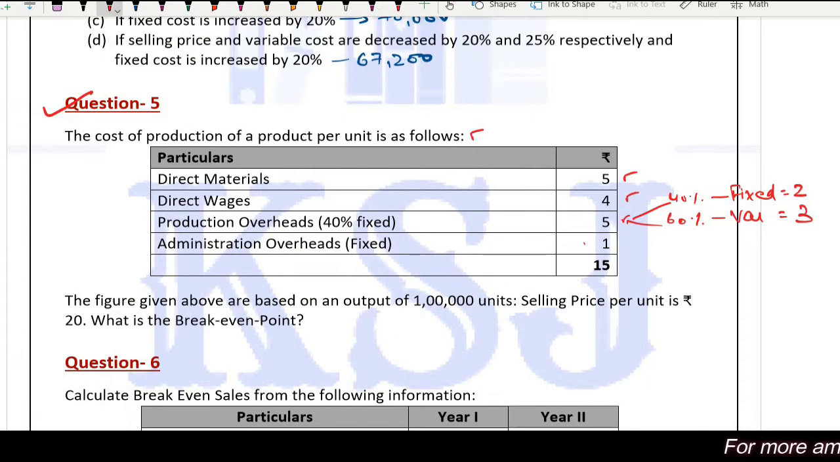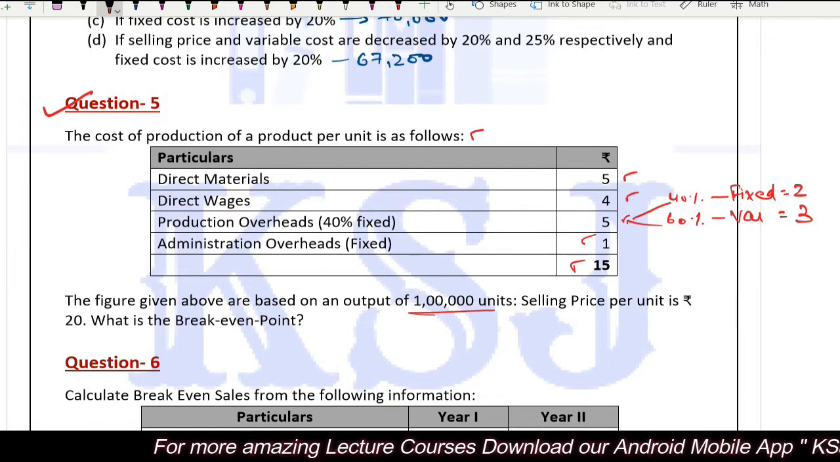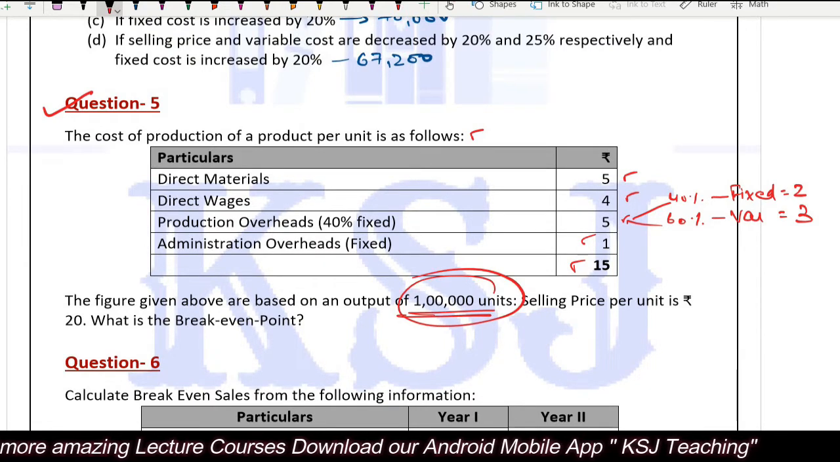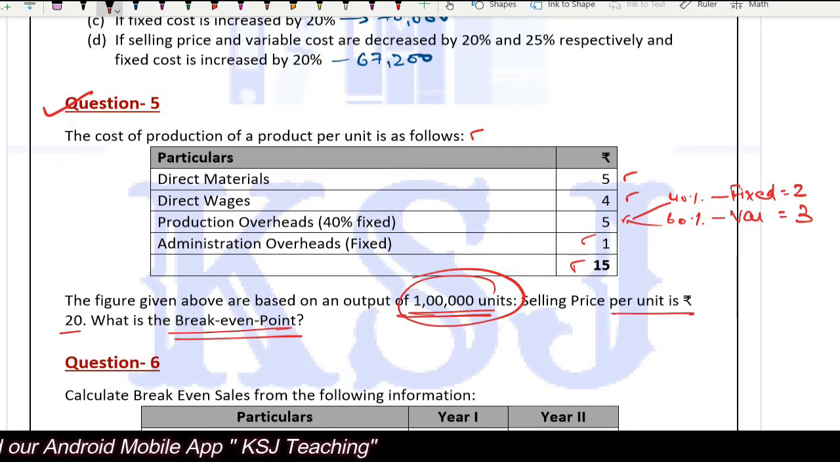Administration overheads are totally fixed, right? So total is 15. The figures given above are based on the output of 1 lakh units, right? So all this information is for 1 lakh units. The selling price per unit is 20. What is the break-even point?